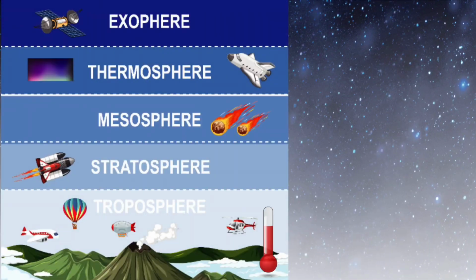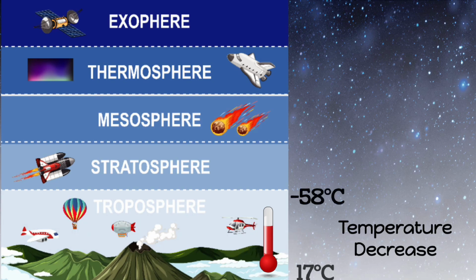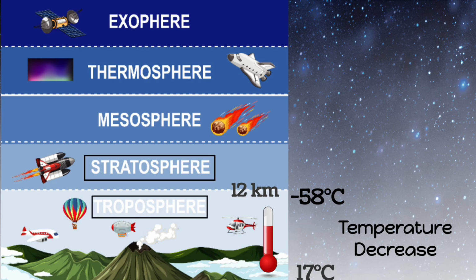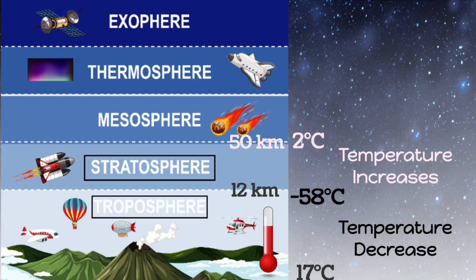Temperature decreases from 17 degrees Celsius to -58 degrees Celsius in the lowest layer, that extending up to 12 kilometers. This layer of atmosphere is called troposphere. Above this layer lies the stratosphere that extends up to 50 kilometers. In this layer, temperature rises up to 2 degrees Celsius.